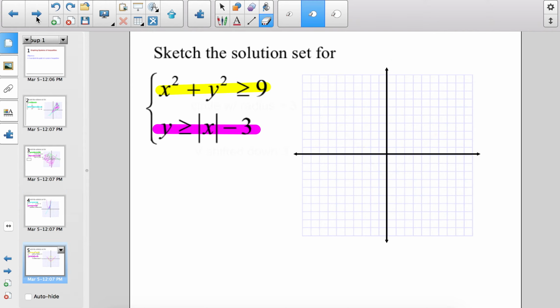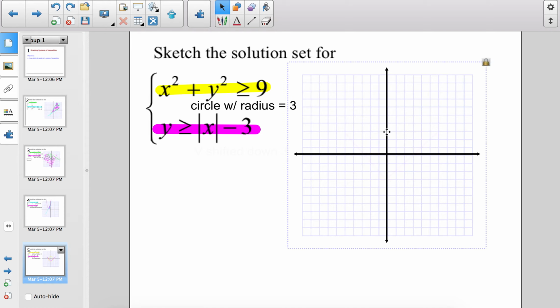Let's try another one. All right, so this yellow graph. Oh, what graph is that? That is a circle. And what is the radius of that? Because you know x squared plus y squared equals r squared, that means r is 3. So this is a circle with a radius of 3. Okay, so I'm going to draw that on there. See if it appears. There it is. So it's centered at the origin and goes out 3 every direction.